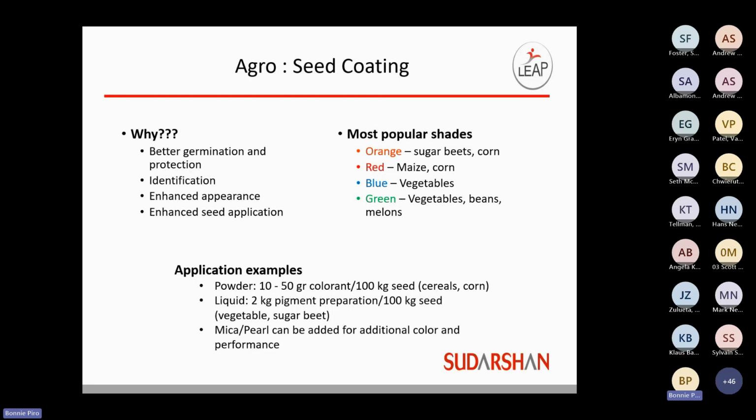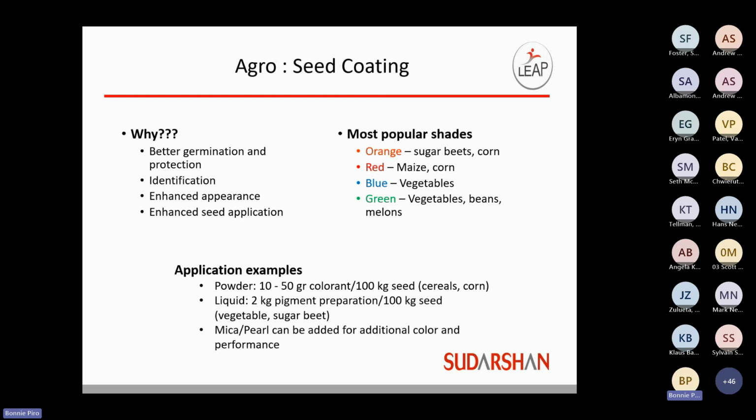Some of the most popular shades, we see some orange that are used for sugar beets or corn. Red can also be used for corn. Blue and green for vegetables. Green sometimes are used for beans and melons.